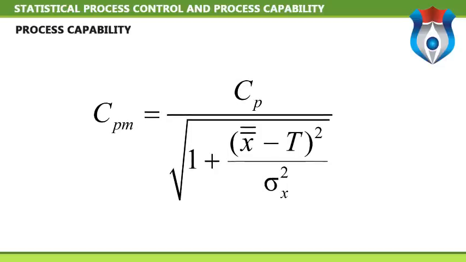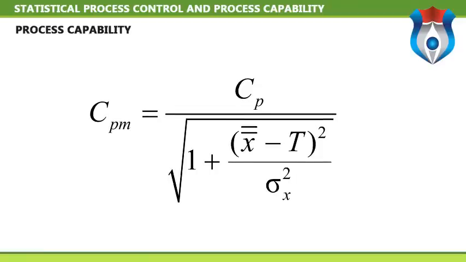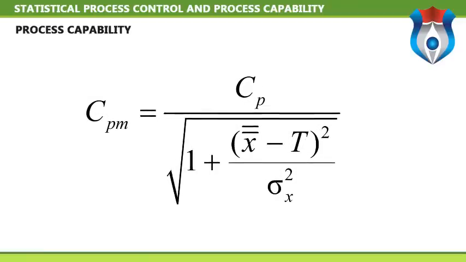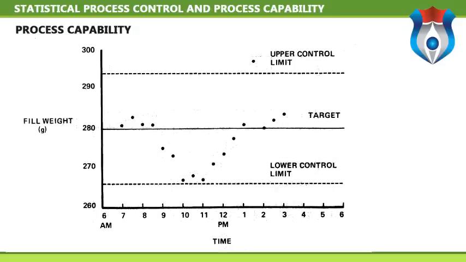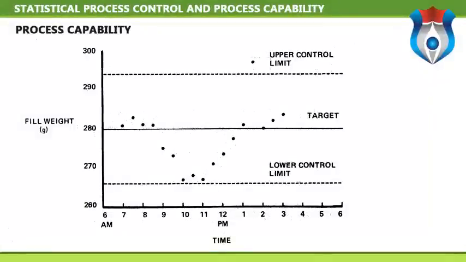Process performance requires that the standard deviation estimate come from the overall data set, a simple sample. This means that there is no time component involved in the long-term estimate of the standard deviation, hence all of the sources of variation are combined.